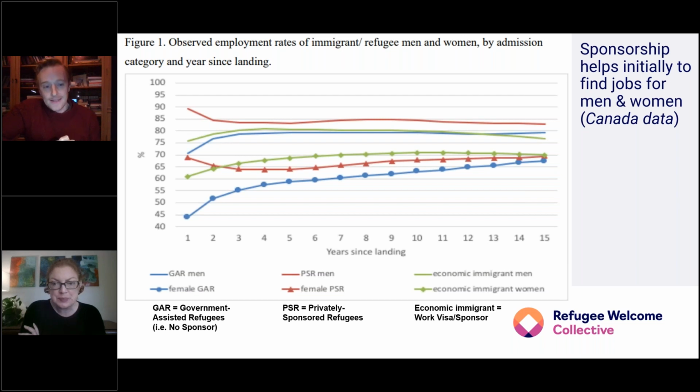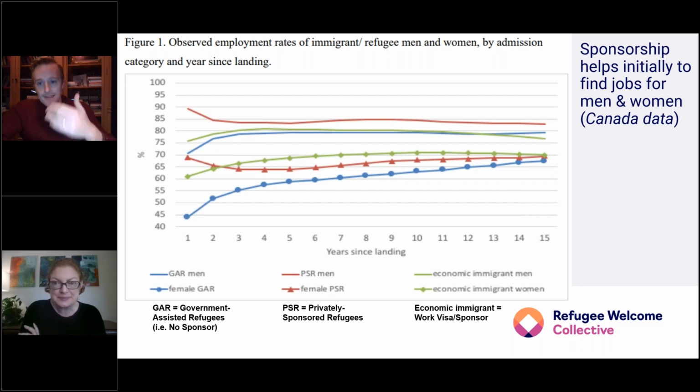Look at the red lines here, which show you whether privately sponsored men or women have jobs compared to government-assisted refugees, so those who don't have a sponsor, or to economic migrants, those who come with a work visa and a work sponsor. And you'll see that refugees that have sponsors, both men and women, are some of the most likely to have jobs when they arrive. It dips after those 1, 2, 3 years, so maybe after the sponsor relationship is over. But longer term, it's still pretty stable.